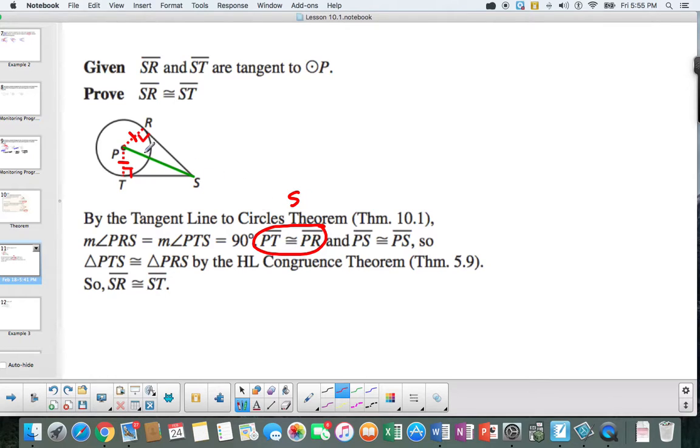I also know that this side is congruent to itself, so that'll be a reflexive, but it'll also represent a side. And because I have two right angles, a right angle here and a right angle here, I can say these two triangles are congruent by the HL congruence theorem. We have a hypotenuse and we have a leg. Now, once those triangles are congruent, we can say this is congruent to this, which is what I'm saying here, by CPCTC.